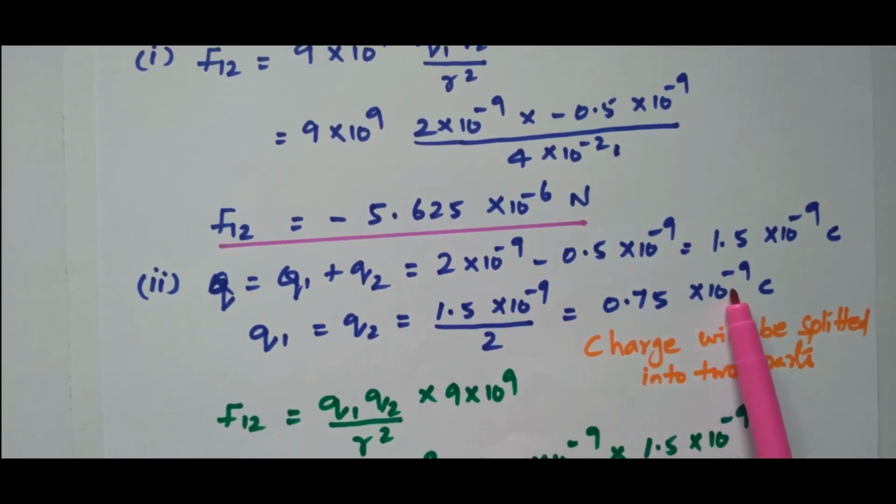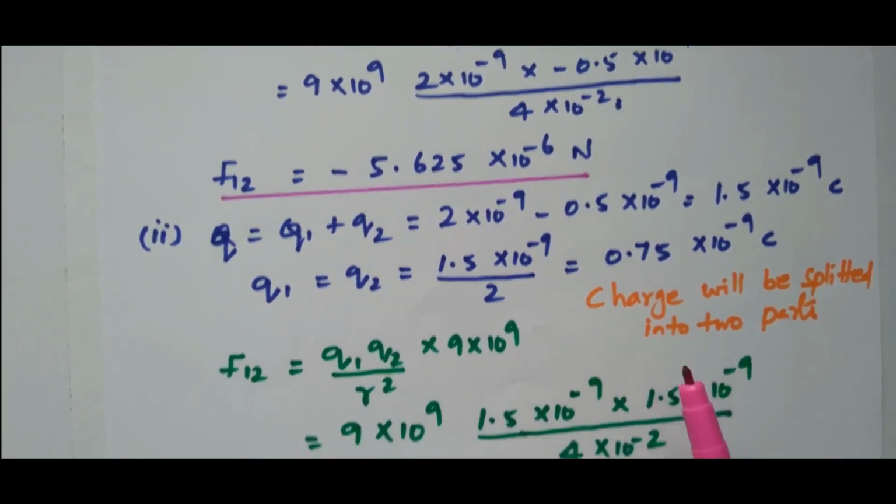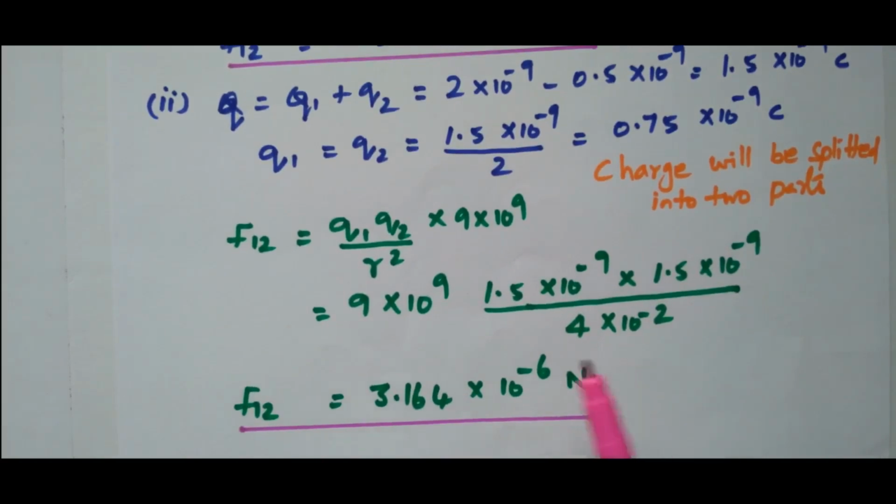0.75 into 10 to the power minus 9 Coulomb. Now both Q1 and Q2 are the same value. So by using this value we can find the force again. The same formula, 9 into 10 to the power 9, Q1 and Q2, both are equal, divided by the distance squared. So what we got? 3.164 into 10 to the power minus 6 Newton.